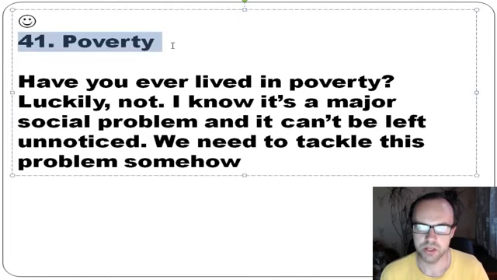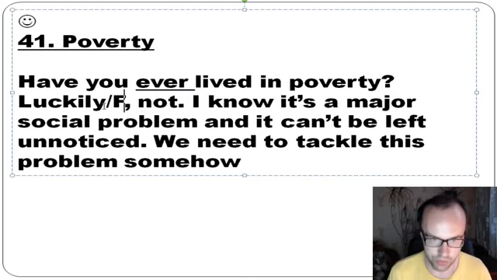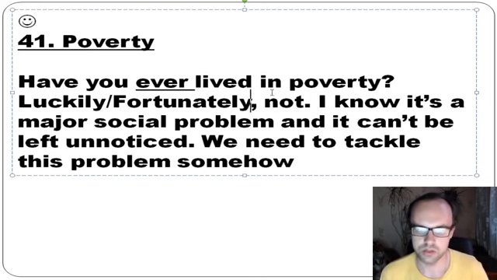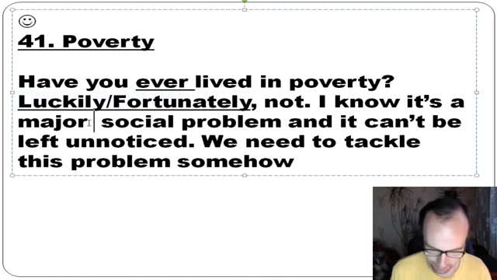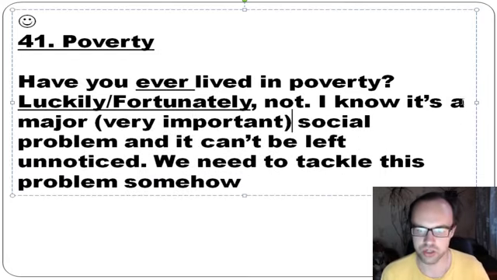Poverty. Have you ever lived in poverty? So you know that we use present perfect with ever. Luckily not, or fortunately not. I know it's a major social problem. Major means very important. So we say a major problem, a major factor. It's also a collocation. It's a major social problem and it can't be left unnoticed.